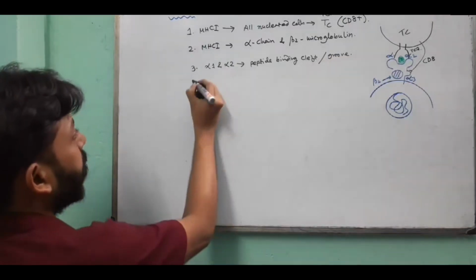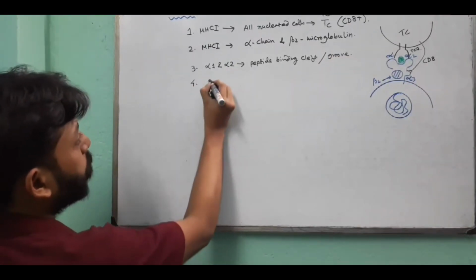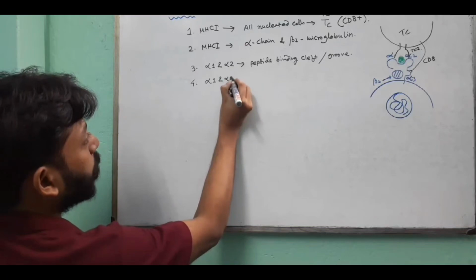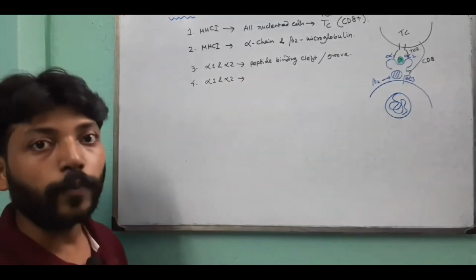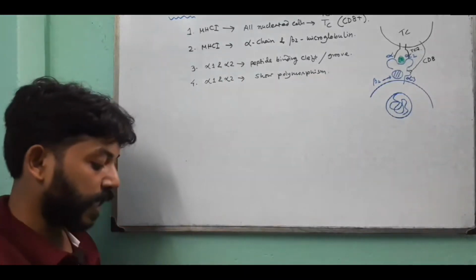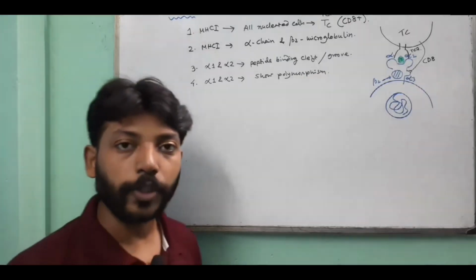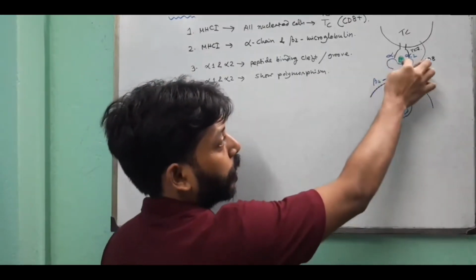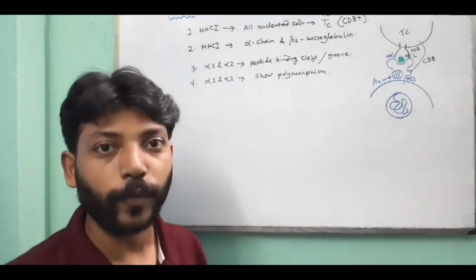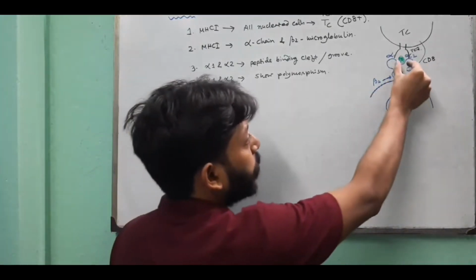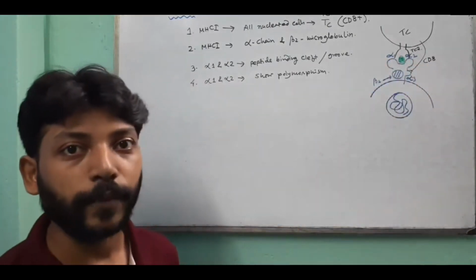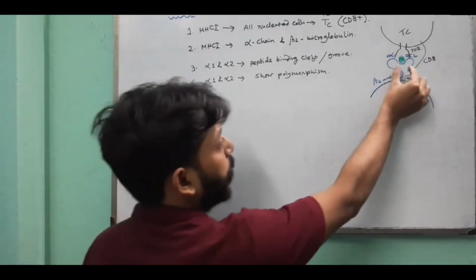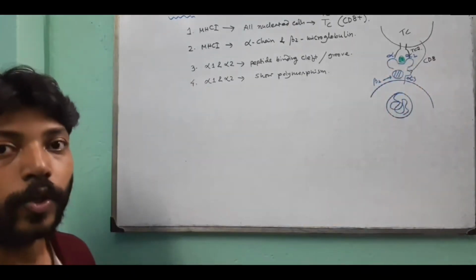I also want to mention another important fact about the alpha chain. The alpha 1 and the alpha 2 region of the alpha chain show polymorphism. In my previous class, I mentioned that MHC molecules show polymorphism, but not all domains of the MHC molecule show polymorphism. Only the peptide binding region of the MHC molecule shows polymorphism. So the alpha 1 and alpha 2 region of the class 1 MHC molecule show polymorphism.